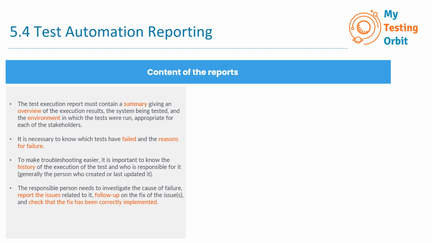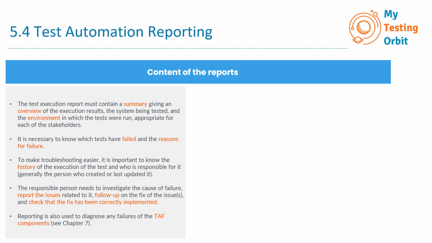Then the next point is that the responsible person needs to investigate the cause of failure, report the issues related to it, follow up on the fix of the issues, and check that the fix has been correctly implemented. And the last point is that reporting is also used to diagnose any failures of the TAF components. We will see more of it in chapter 7.